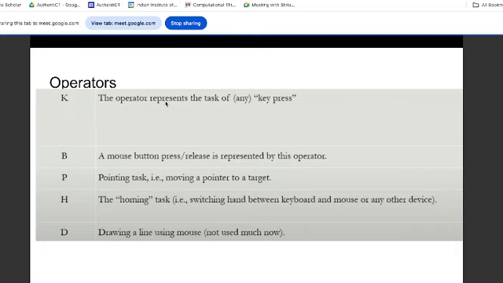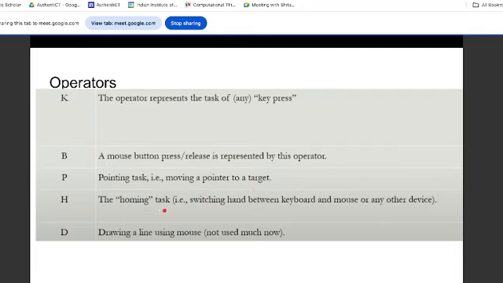K represents the operator task of key press. If you are pressing any key on the keyboard, it is called K. A mouse button press and release is represented by the B operator. So if you are clicking your mouse on any button and then releasing it, it is called B. A click is represented by B. Now the pointing task, that is moving a pointer from one place to another, is represented by P.